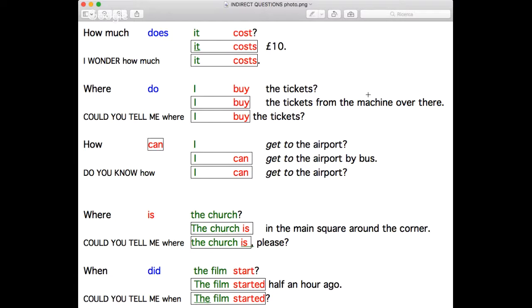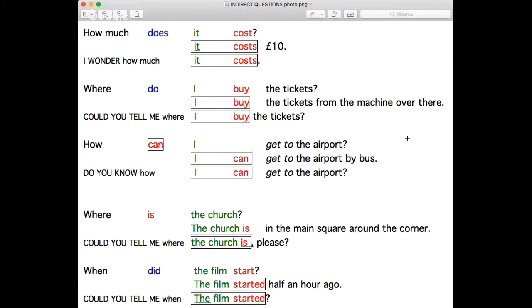Could you tell me where I buy the tickets? Or do you know where I buy the tickets? I wonder where I buy the tickets. It always stays in the same position. Let's try with a modal verb this time, so with can. The question would be, how can I get to the airport? But you want to ask politely. So the affirmative sentence is, I can get to the airport by bus.